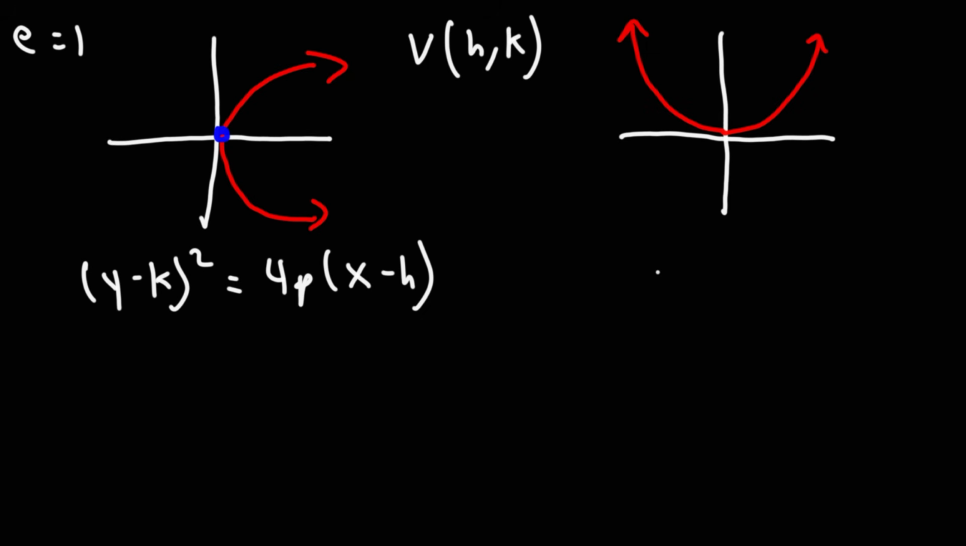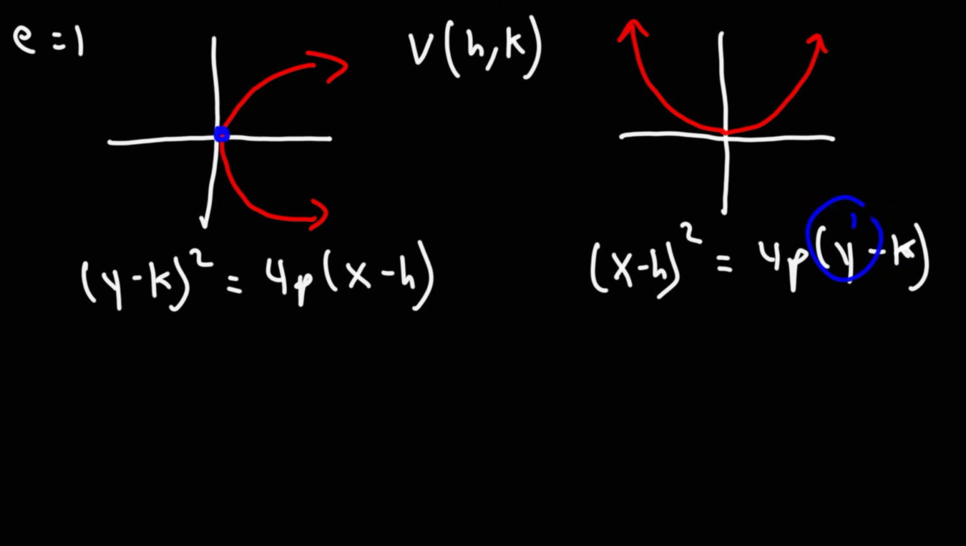Now on the right, the equation is going to be x minus h squared is equal to 4p times y minus k. Now what helps me to remember these two formulas, I think of this one as y is equal to x squared, and we know that's a parabola that opens either up or down. Here this is x is equal to y squared, and that opens left or right.